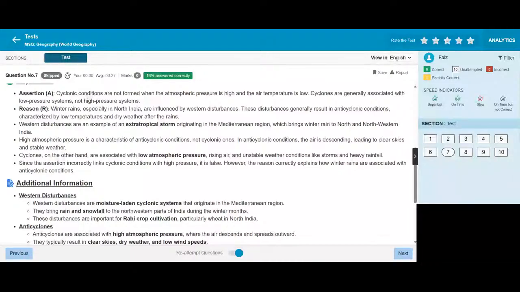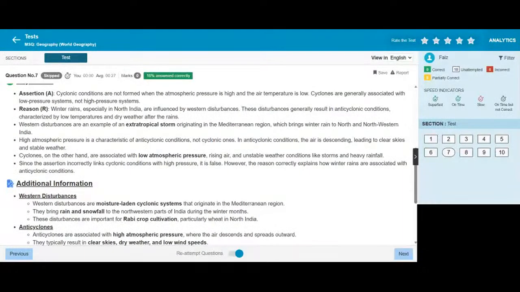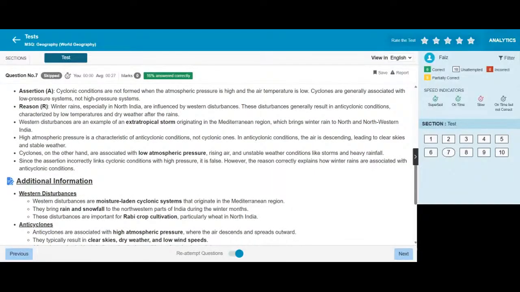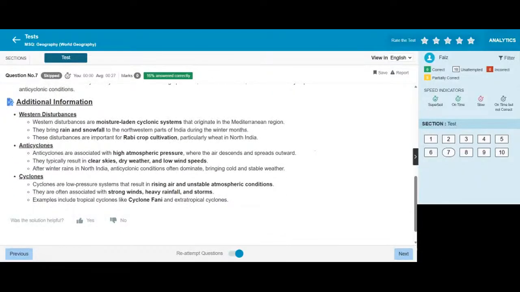Cyclones, on the other hand, are associated with low atmospheric pressure, rising air, and storms. Western disturbances are moisture-laden cyclonic storms that originate in the western region. They bring rain and snowfall to the northwestern part of India during the winter months.